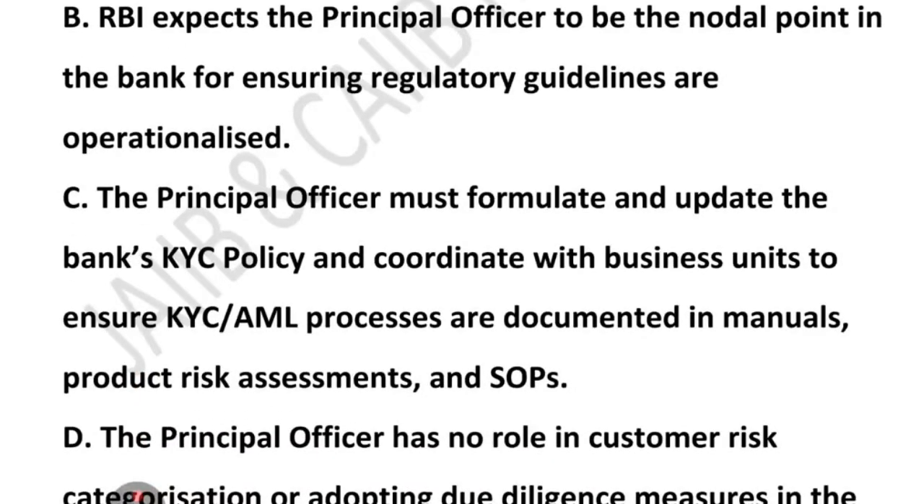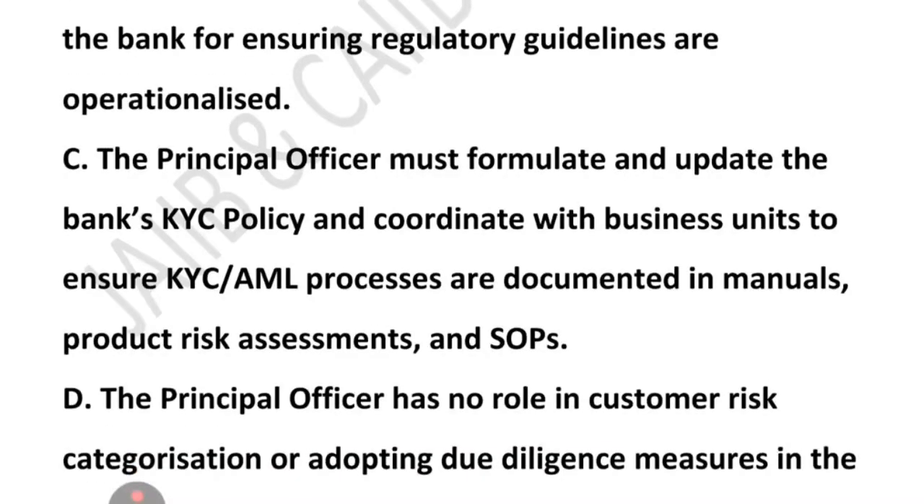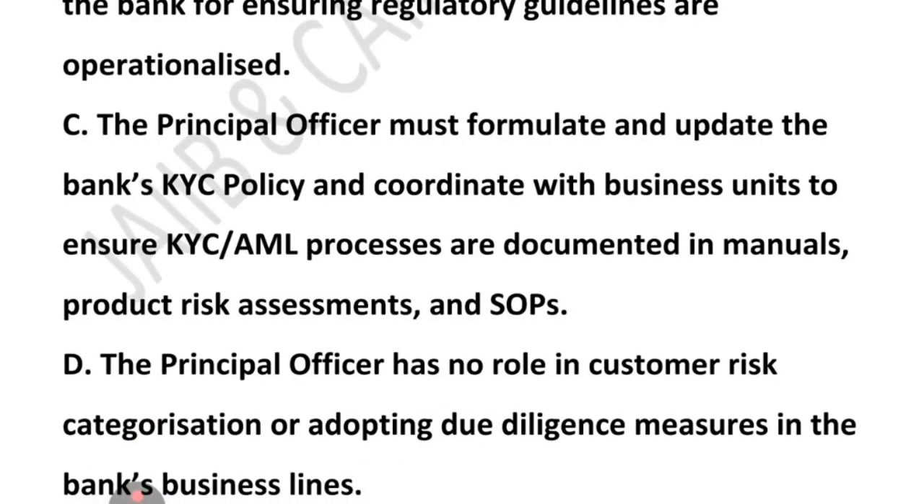What about option C? The principal officer must formulate and update the bank KYC policy and coordinate with the business units to ensure KYC AML processes are documented. Is this correct? Yes. It means they create and update the KYC policy. They ensure that manuals, risk assessments and SOPs are in place, like a chef writing a recipe so that all cooks follow the same steps.